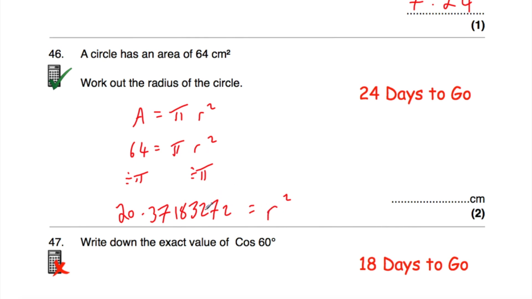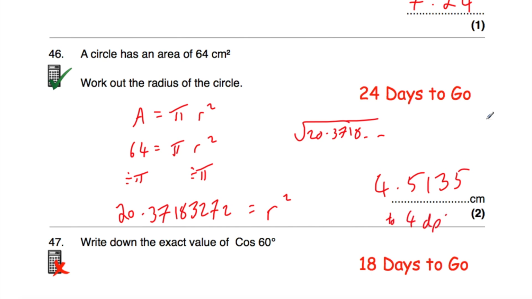Now we don't want the radius squared, we want the radius, so we need to square root. So we're going to do the square root of 20.3718 and so on, and when we do the square root of answer, we get 4.5135, and I've written that to 4 decimal places. And that's it, and if you got that, well done.